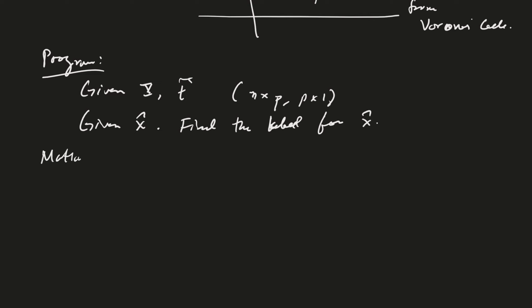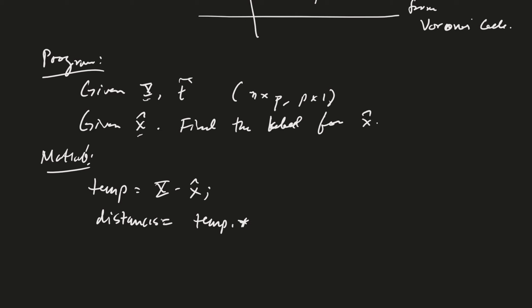MATLAB is pretty easy to do here, because you can just take, for example, temp, and subtract X hat from all of the columns of X, and that's actually really easy to do. Because if you have a matrix minus a column vector, it automatically assumes that you want to subtract that from each column of the matrix X. And then how do we get our distances from that? Well, you can just square this or multiply it by itself. This is just squaring each of the elements of the matrix temp.